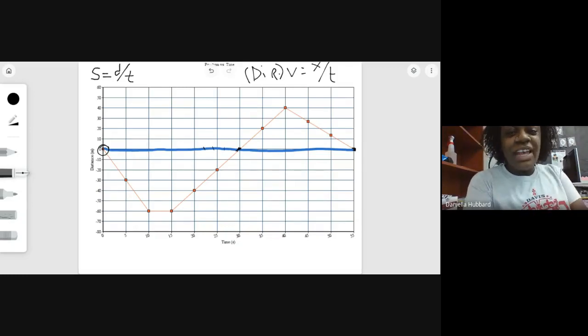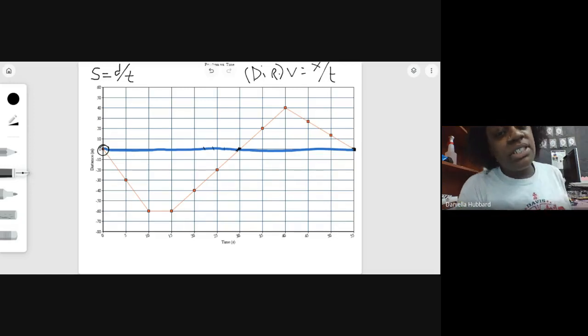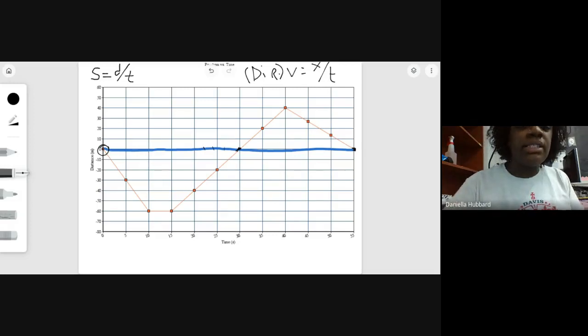Welcome back. So now we're going to take a look at the position time graph where most of our data are below zero. This graph is just the same graph as the previous video, but is now inverted, where most of the information that was in the positive is now in the negative.